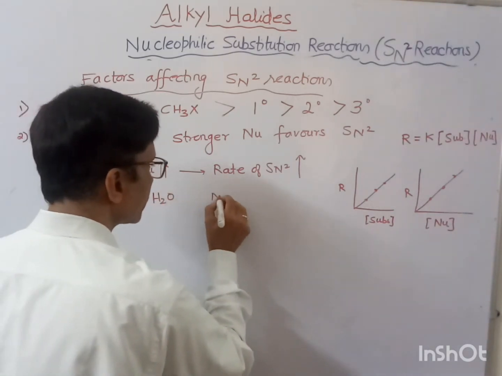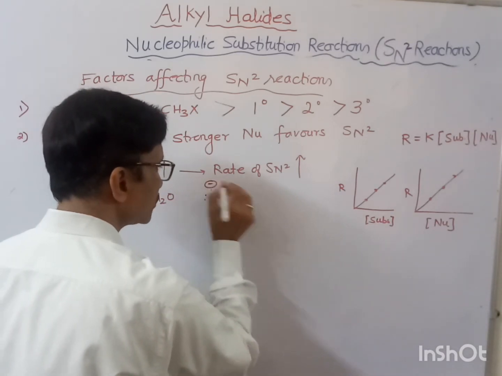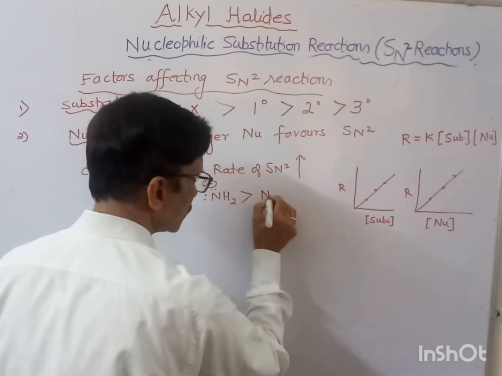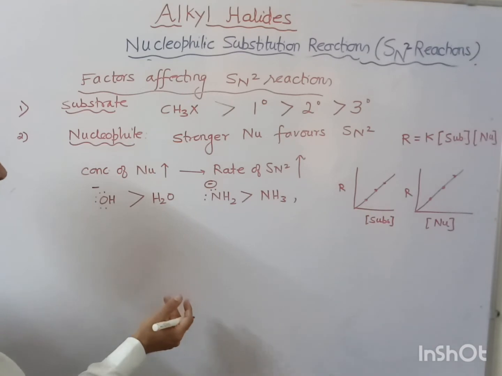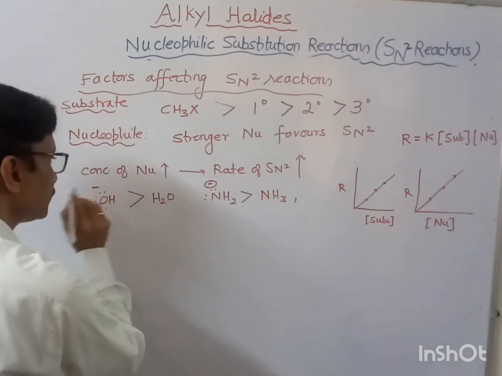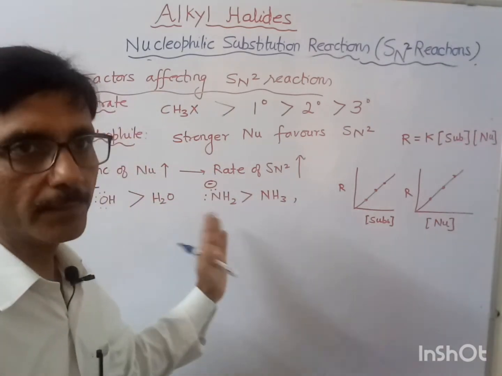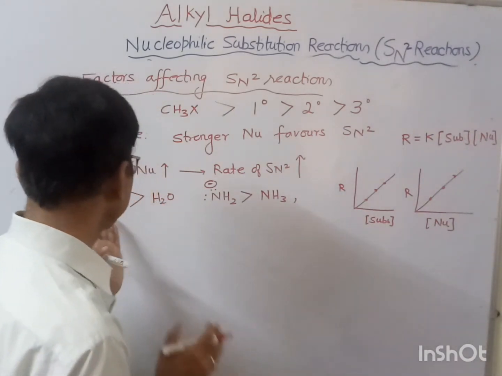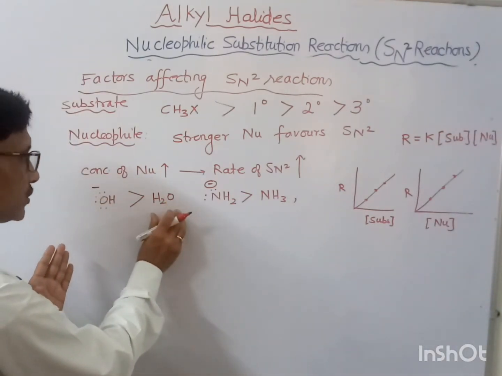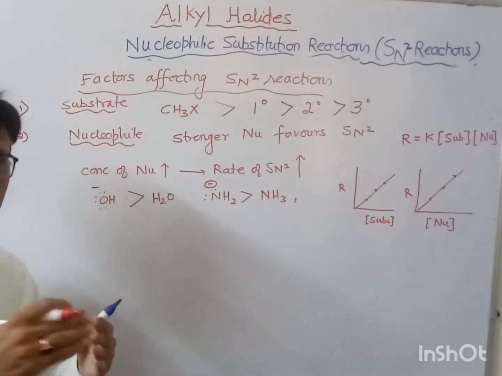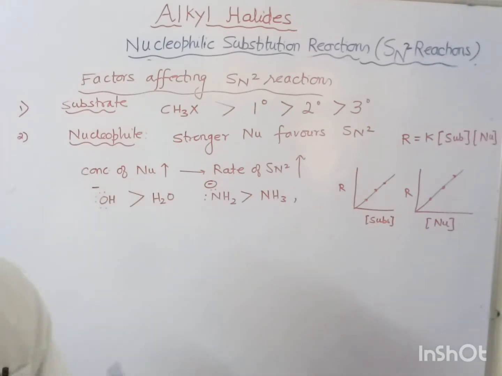Similarly, if we have, suppose, amide ion, this will give a faster rate of substitution reaction in comparison to ammonia, and so on. And so on means if the negative charge is on the nucleophile, then the reaction will become faster, because the electron density over this nucleophile is higher in comparison to this, so it can donate the electron pair much more easily in comparison to this.